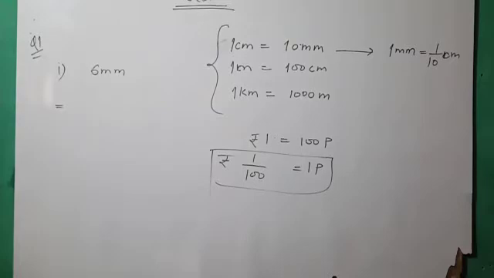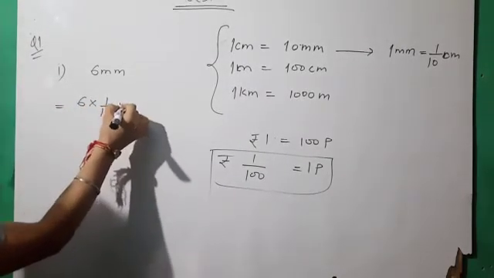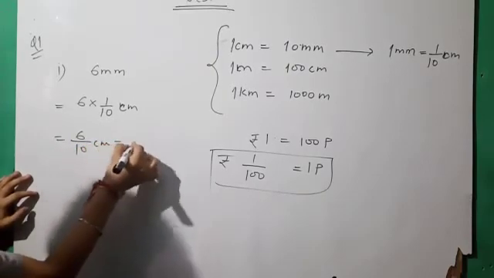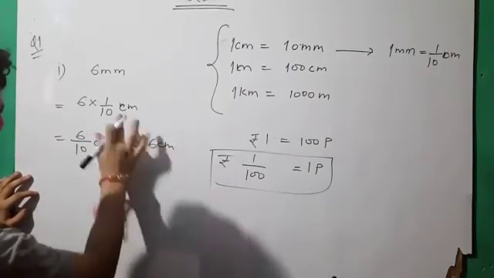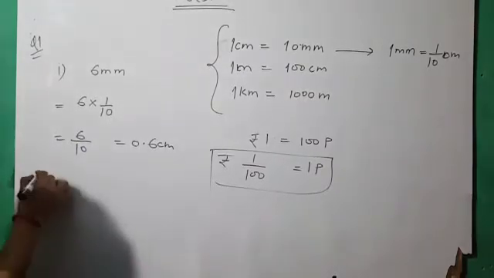Okay, now in question number first, the second question of the first part, 6 mm. We have to just multiply it by 1 by 10 centimeter. So it becomes 6 by 10 centimeter or 0.6 centimeter. So 0.6 centimeter is the answer.